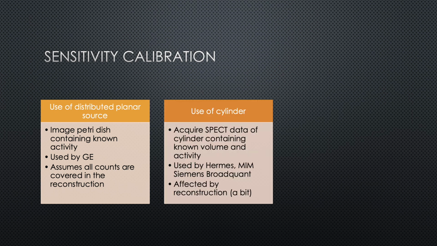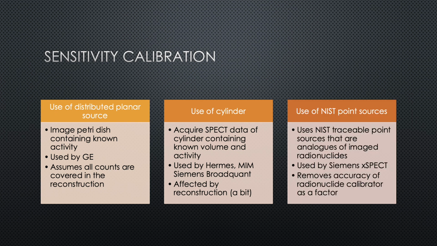Like PET, the second method is to use a cylinder. So we say in PET, we traditionally calibrate our scanner using a cylinder of known activity. We can use that method in SPECT as well. So, of course, we need to know the volume of the liquid in the cylinder and the activity, so we get an accurate activity concentration. This method is used by Hermes and MIM and Siemens Broadquant. It does get affected a little bit by the reconstruction you use, so you just have to be aware of that.